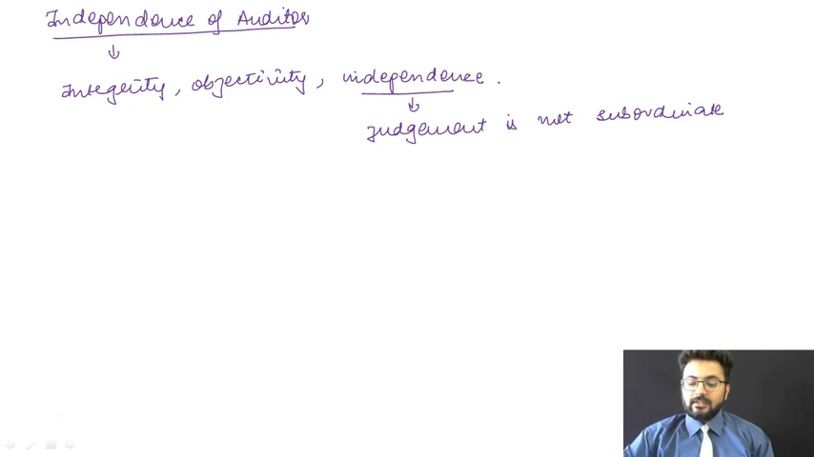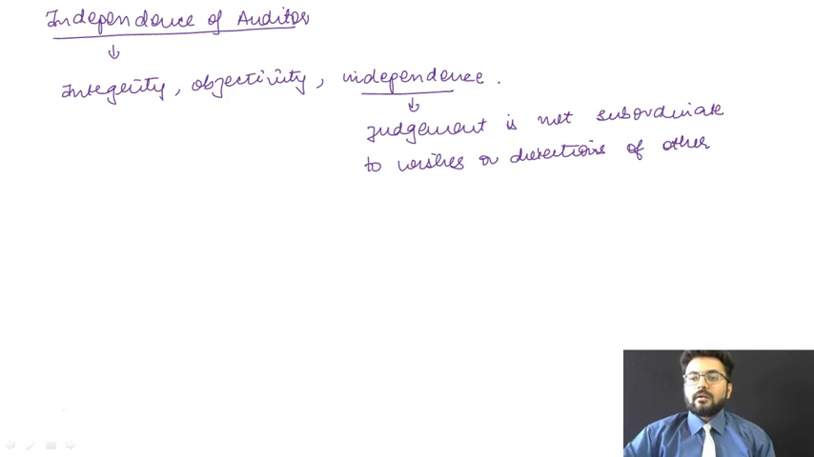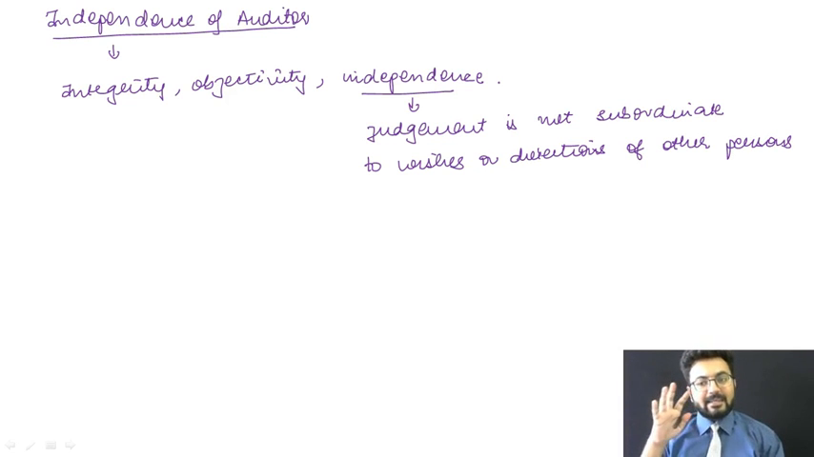Judgment is not subordinate to the wishes or directions of other persons. So that is integrity. If the auditor is your cousin, he is going to work straight away as per your direction. That means he is not independent. Are you understanding my point? He is not independent if he is working as per your directions.